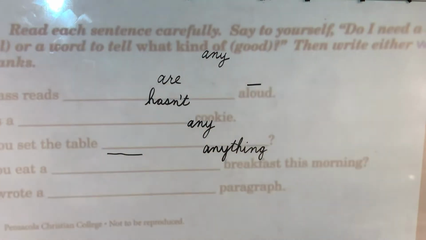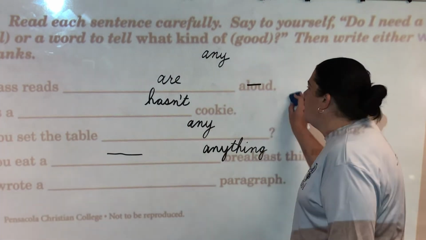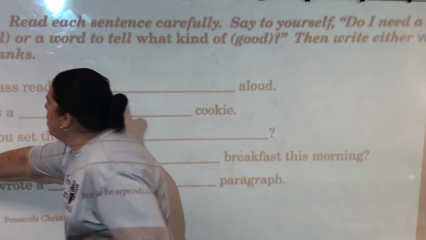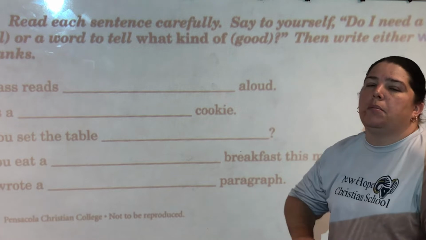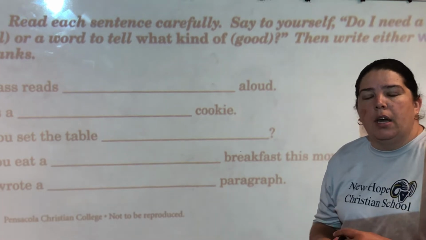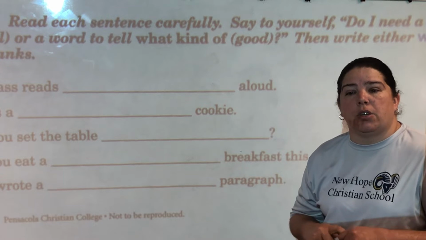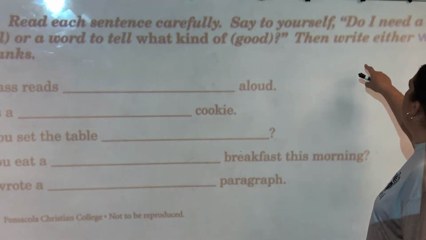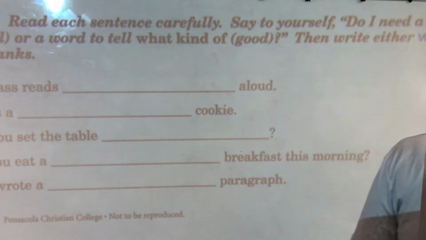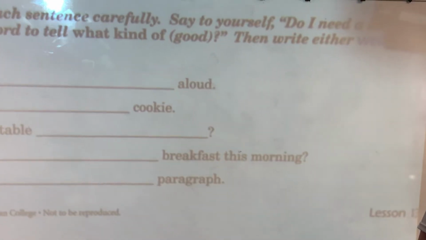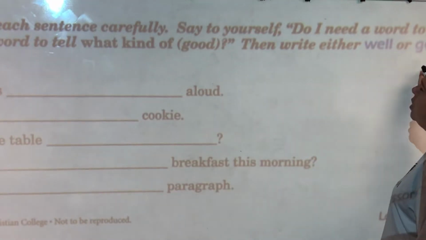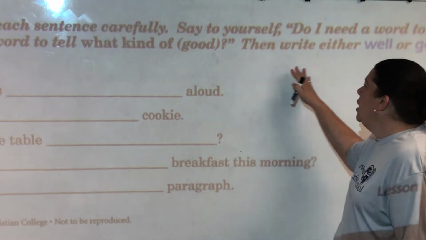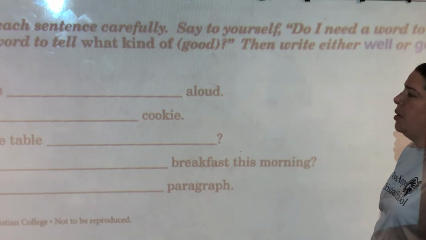Okay, your last section here is section G on this page. And that section is telling us, please read the directions. I had a parent call me asking me about something. They did not read the directions. Please make sure you read the directions. Read each sentence carefully. Say to yourself, do I need to use a word to tell how, well, or a word to tell what kind, good? Then write either well or good in the blanks.